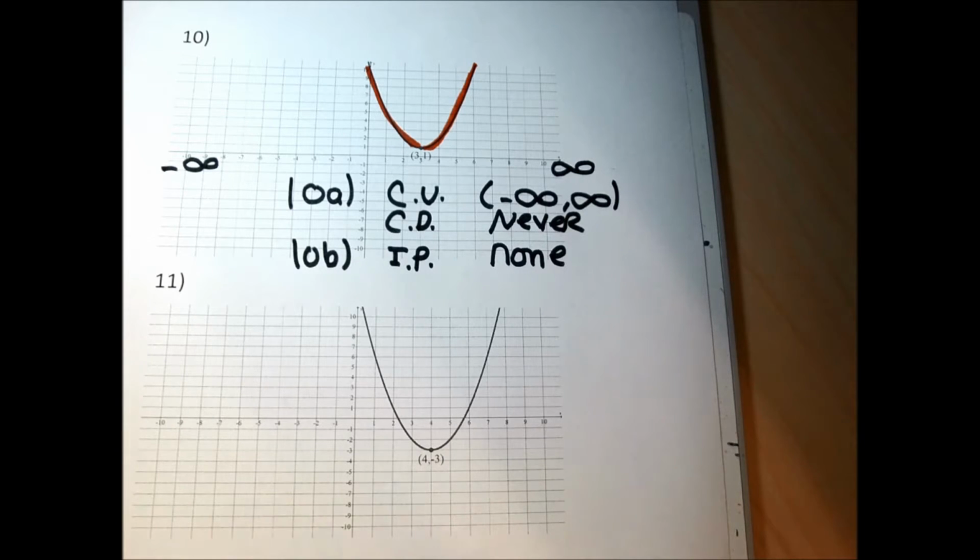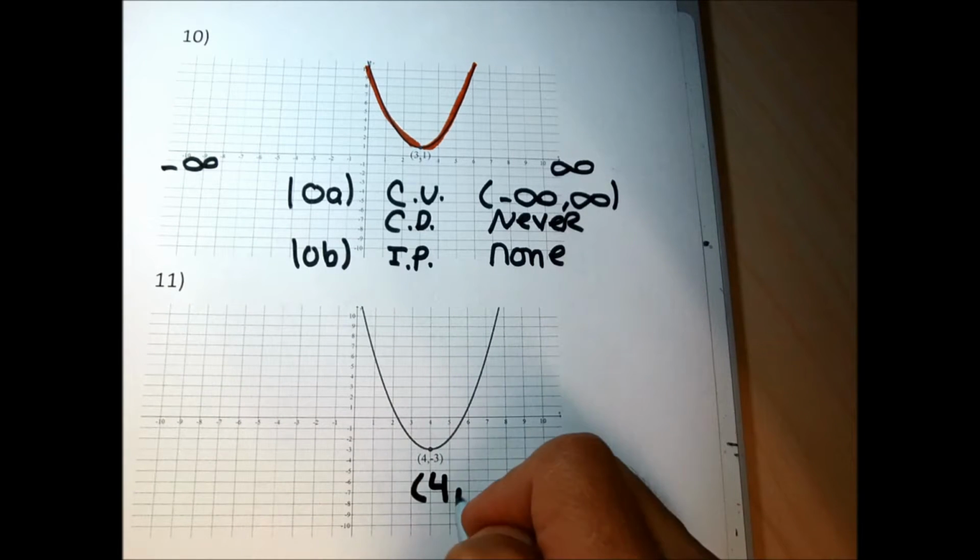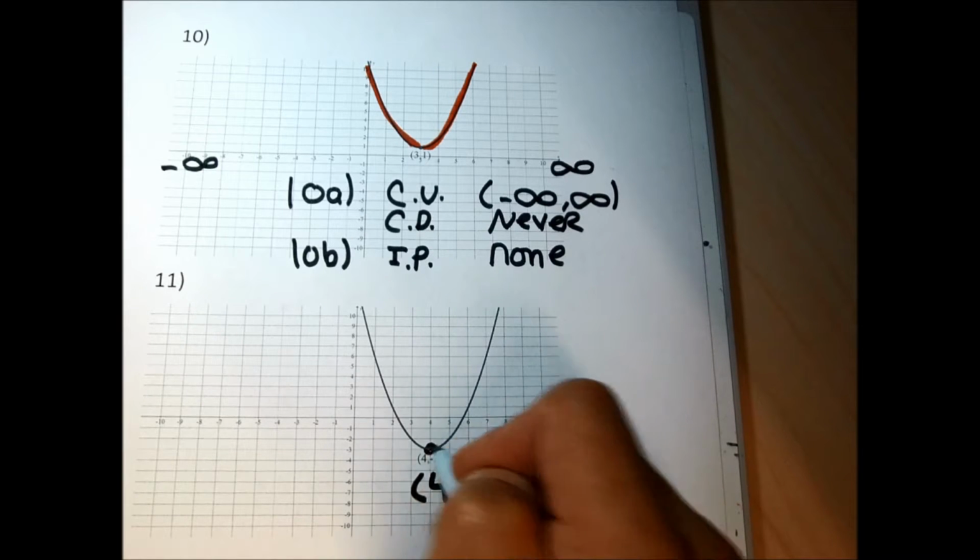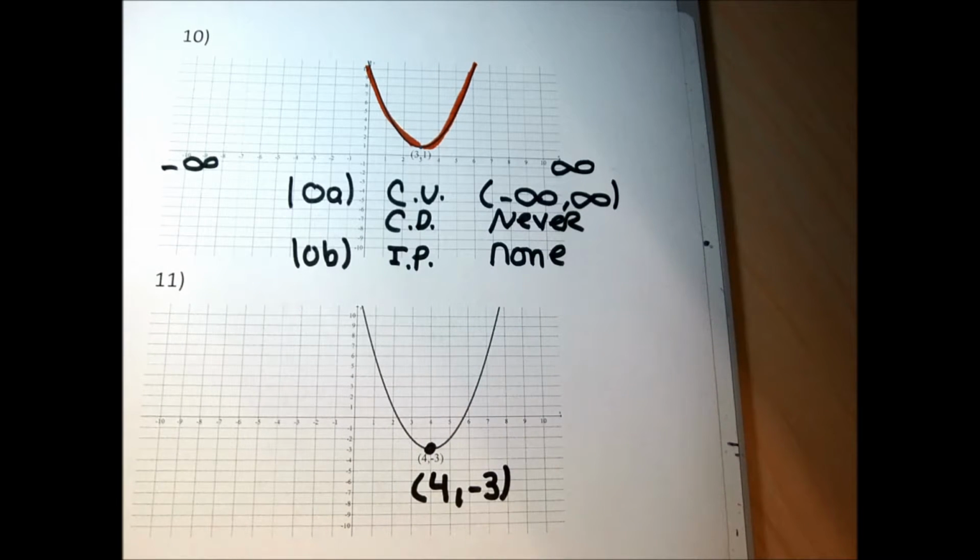So your problem 11, again, I hope that these points are readable. That's the point 4, -3 that I've marked out. That point's not going to be necessary in the answer, but I want you to be able to read it anyways.